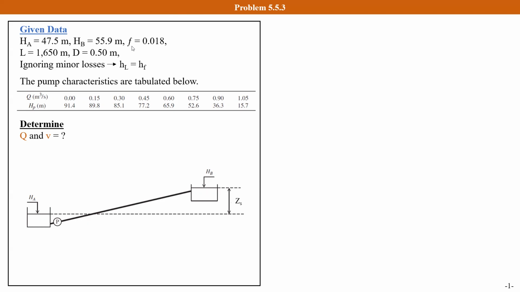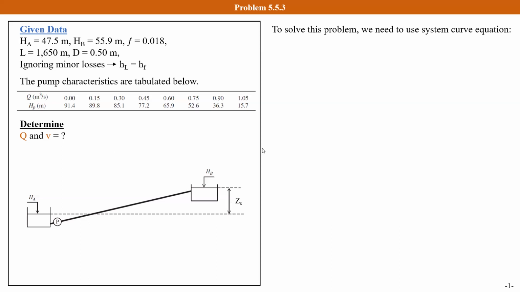We know the friction factor, length, and the diameter of the pipe. And in this problem, the minor losses are negligible, which means that the head loss is equal to the friction loss. The problem also provided us the pump characteristics. It asks us to calculate the flow rate and the velocity.